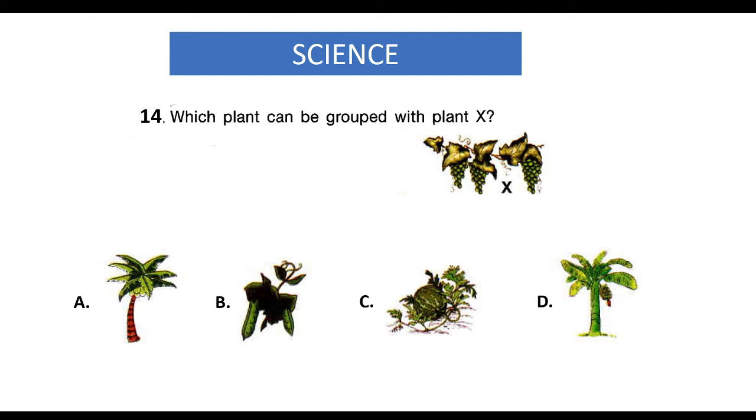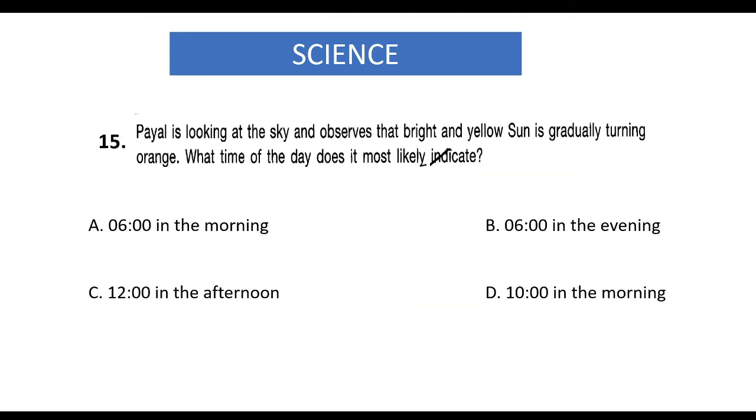Question 14. Which plant can be grouped with plant X? Plant X is grapes, which is a climber. So which option among the 4 options seems to be grouped in the same way? So the answer for this question is option B, which is beans. So you can see that the beans also grow on climbers and can be grouped with the same as plant X.